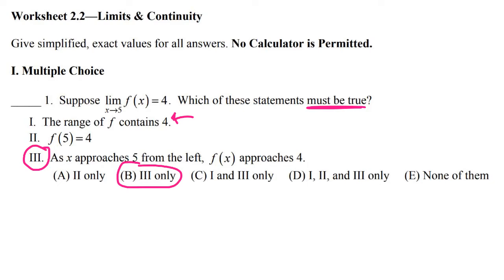So, do we have to say that the range of f contains 4? No. And the same is true for option 2. We don't know that the value of 5 is at 4. It could be anywhere else. So that one we know doesn't have to be true. So option 3, as x approaches 5 from the left, f of x approaches 4. That's the one that has to be true. So we have answer choice B.